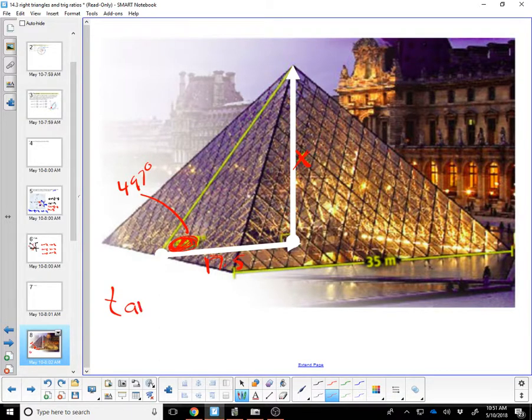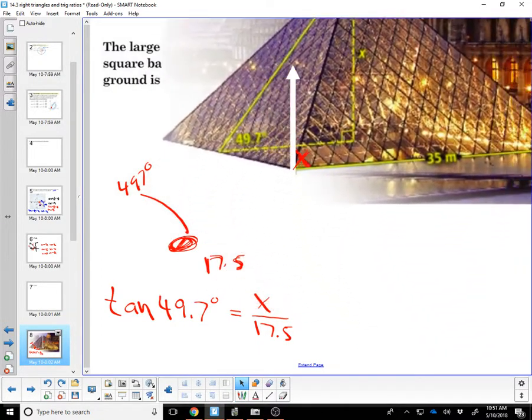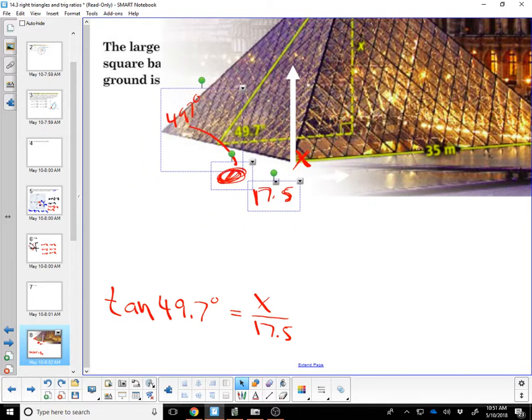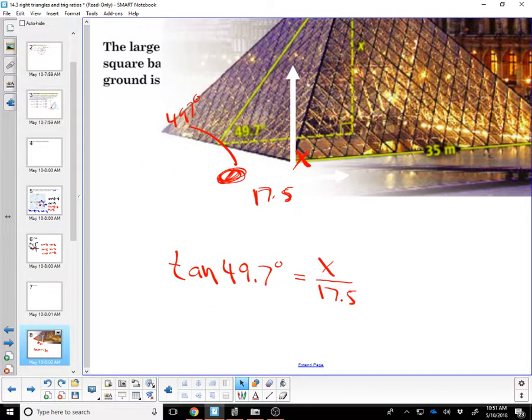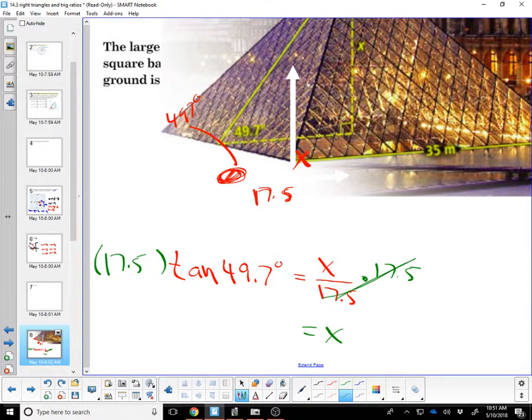We are going to go with tangent of 49.7 degrees. The ratio of that would be x over 17.5, right? Opposite over adjacent. Now, excuse me, Mr. Triangle. Here's what we have to solve. X is being divided by 17.5. What's the opposite of divided by 17.5? It's to multiply by 17.5. I'll do it to both sides. So x will be equal to this product.